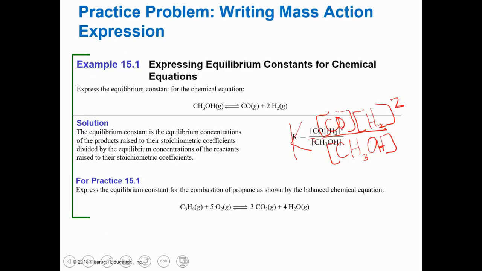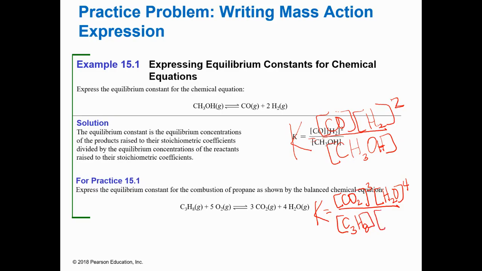Okay, let's do this bottom one because I know that one gave you the answer. K is equal to what? Carbon dioxide, and it's raised to the third power because of the coefficient, and water is raised to the fourth. And then we've got propane, no exponent, and oxygen raised to the fifth power. So it's always just going to be products over reactants.